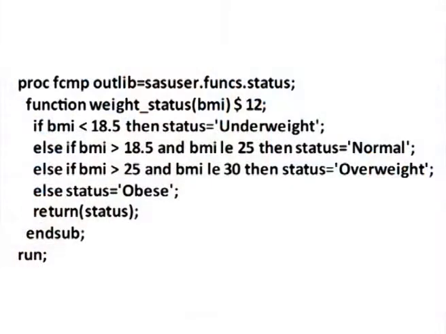Next, we'll create another function, weight status. We can take BMI figures as an input and then output the weight status. You can see some code on the screen now. The main point to note with this code is the use of $12 in the function statement. This indicates that the returned value will be a character string, 12 long.